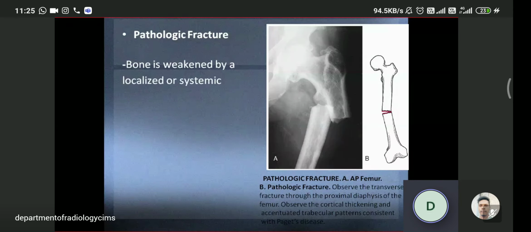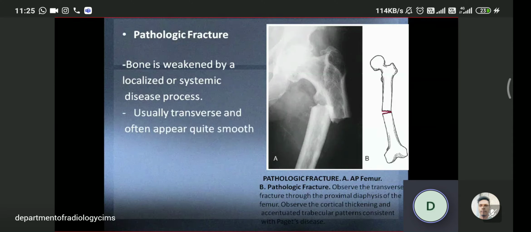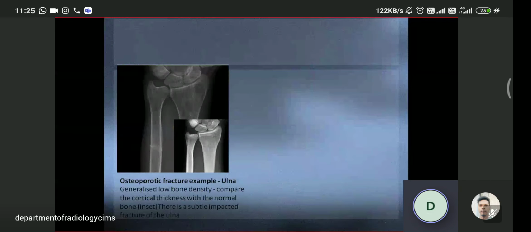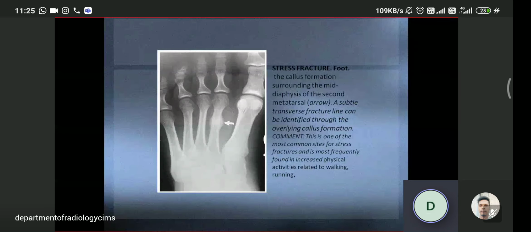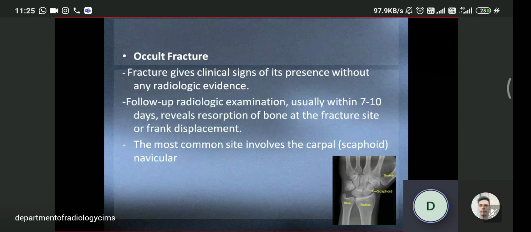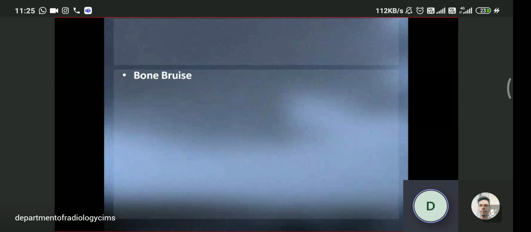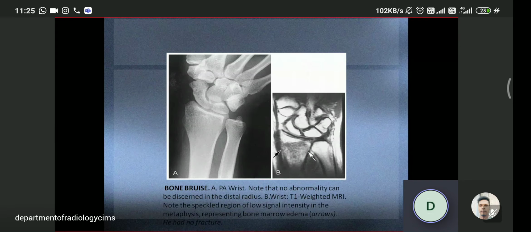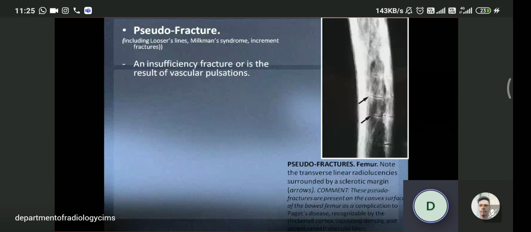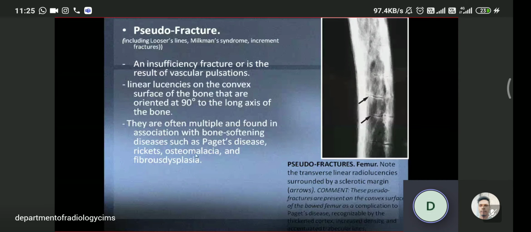Pathological fracture. Use the word pathological fracture when you see the underlying etiology like bone tumor, osteoporosis, metastasis. And stress fracture. Basically you don't write stress fracture on the simple X-ray because it is very often an MRI finding. I don't know what is occult fracture and I don't want to know also this. Bone bruise, it is again an MRI finding, don't write on X-ray. Pseudo fractures, very rarely you will see this because it is the condition like Paget disease, osteomalacia, rickets and fibrous dysplasia are the underlying condition.